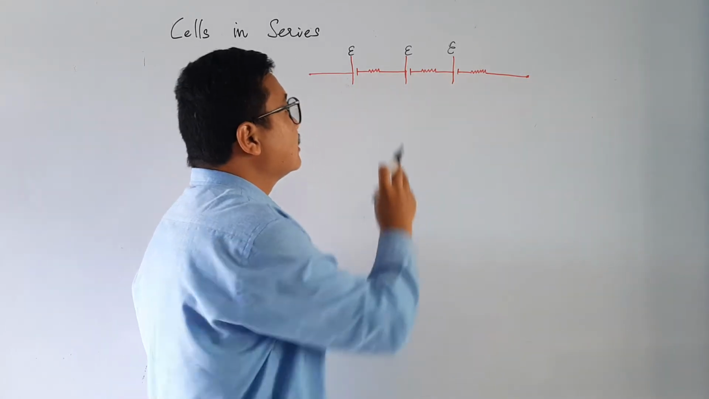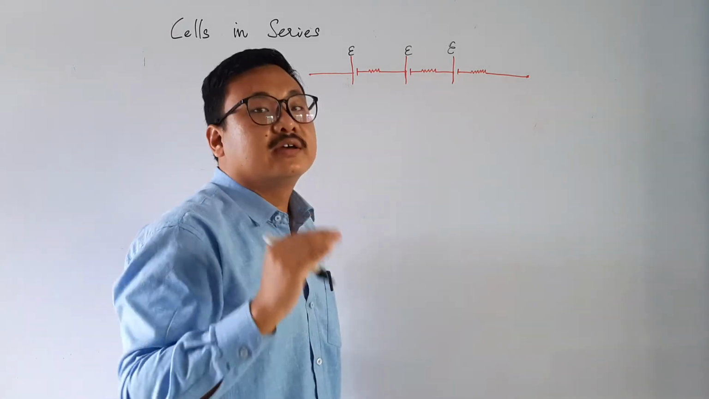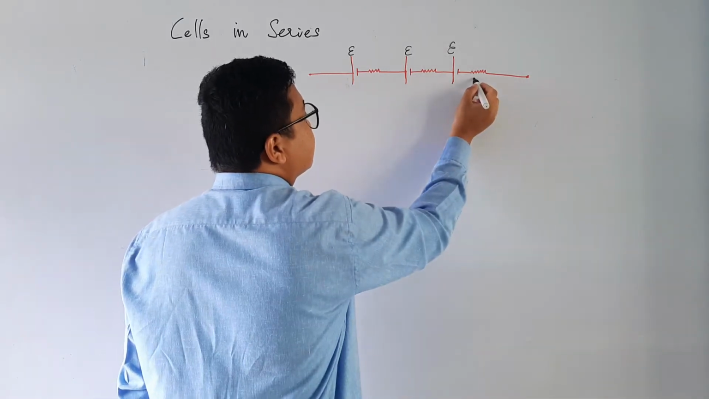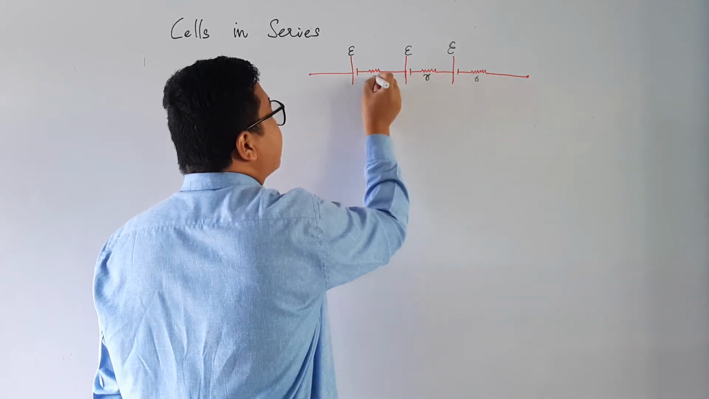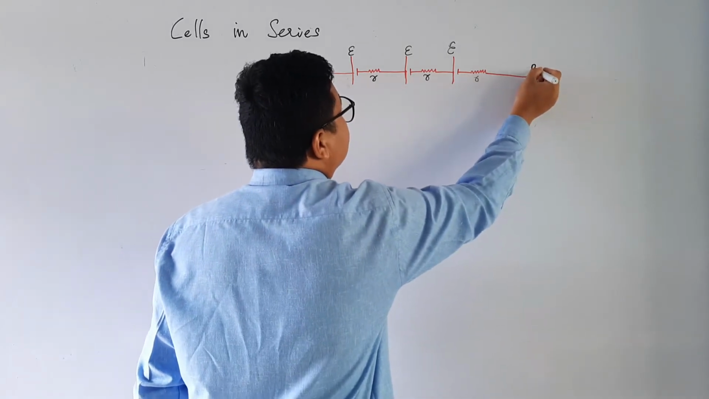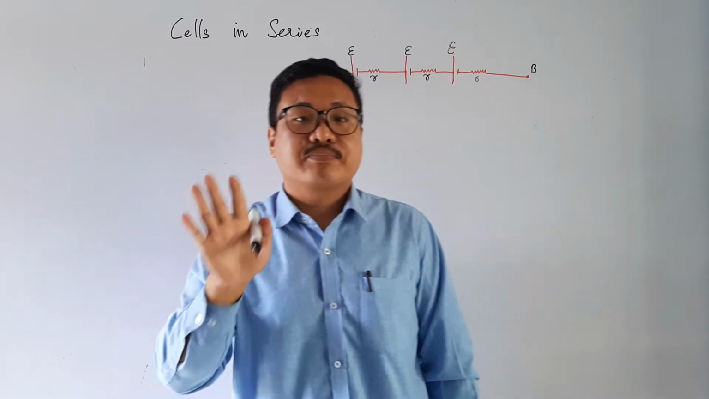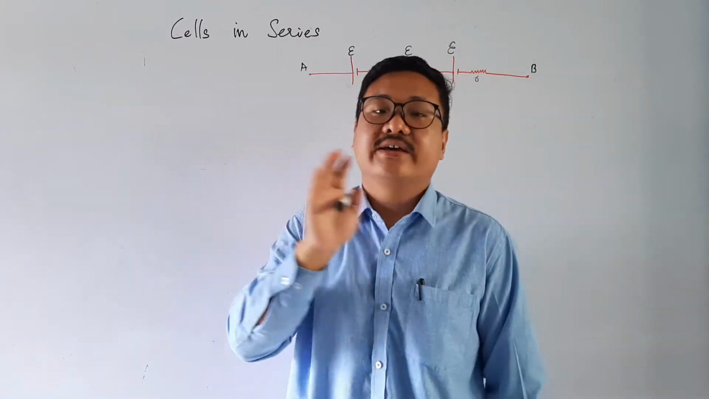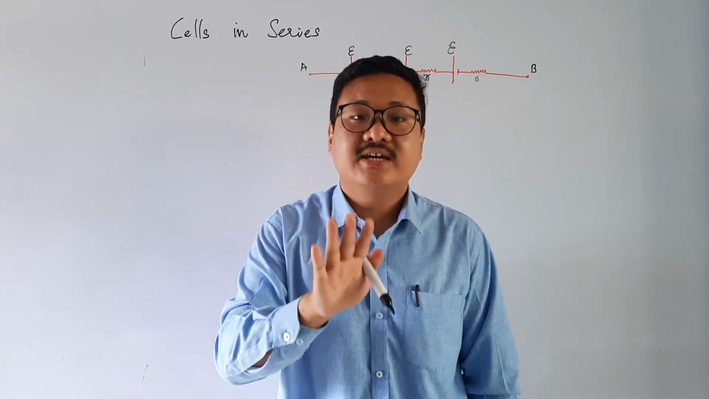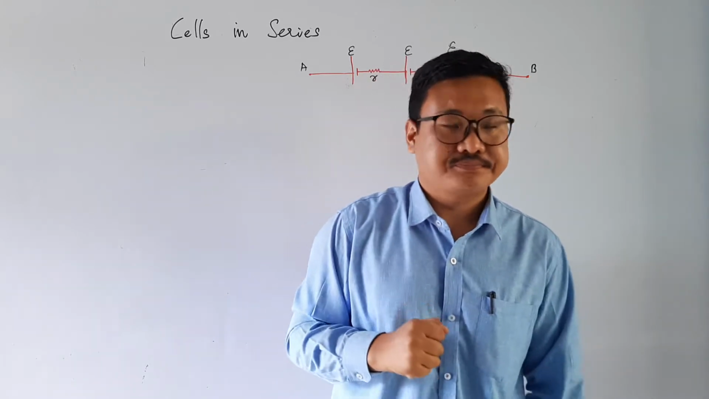Let us consider the cells of equal EMF, right? So there is no harm. Similarly, these are the internal resistance, small letter r and small letter r, and let this be the point A and let this be the point B. First, we have to say that the EMF of all the cells is same and the internal resistance is also same, and they are connected in series, that is one after another.